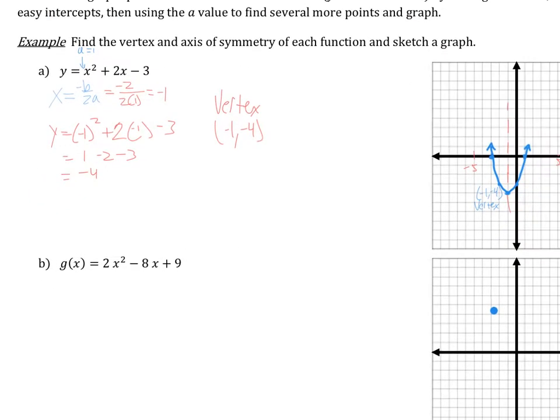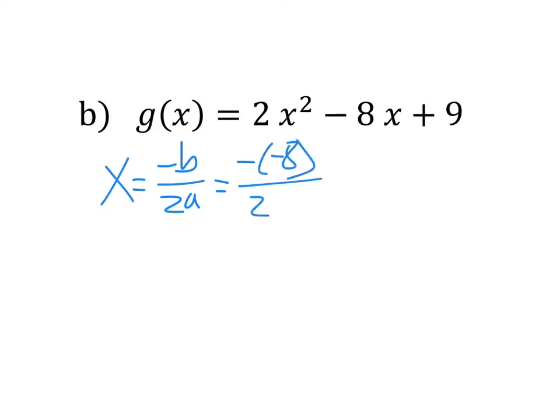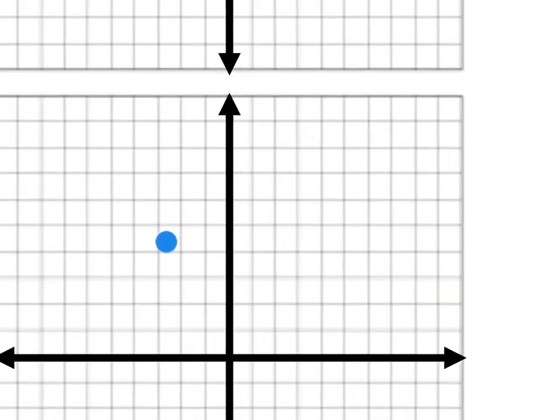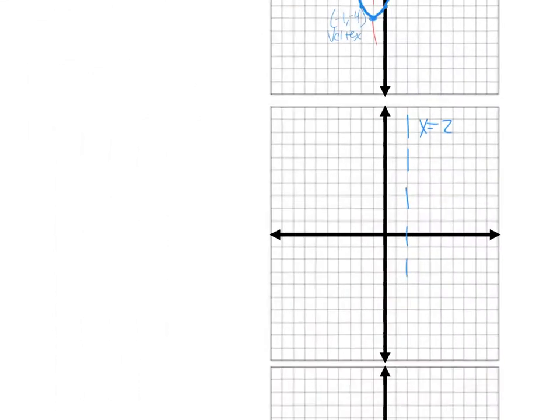Now, let's take another one here with an a value of 2. Let's find our axis of symmetry first. We know x equals negative b over 2a. In this case, it's negative 8 over 2 times 2, which gives us 8 over 4, which is 2. That's our axis of symmetry. We're going to need to find our y value next, but first let's graph that. X equals 2 is the line that's going to cut the parabola in half.